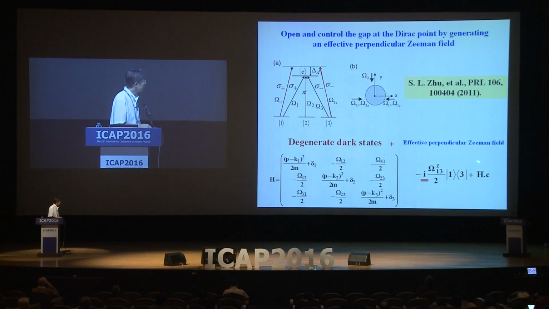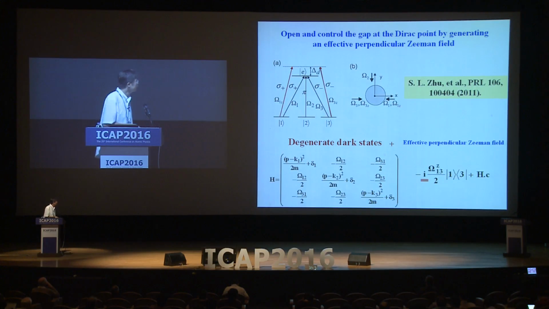If this extra Raman coupling becomes complex, it means the effective perpendicular Zeeman field is generated, which can open the gap at the Dirac point. How to generate this complex Raman coupling? We must control the actual laser's phase compared to this original Raman laser's phase.